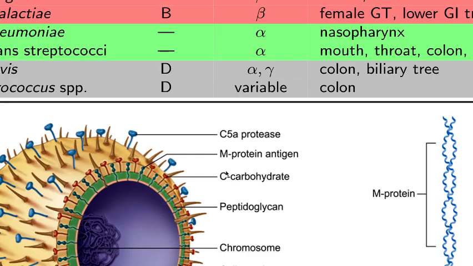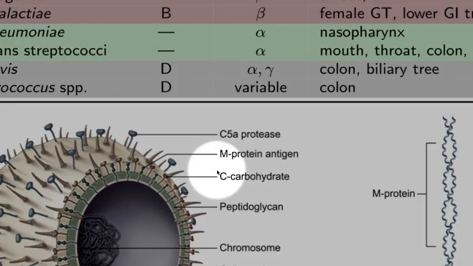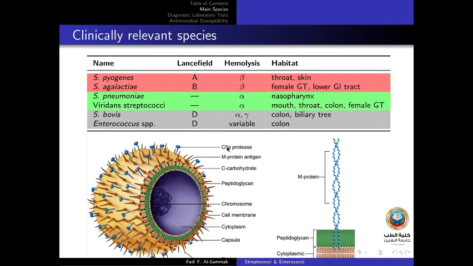Now, the other antigen, which is also important to know, is called the C-carbohydrate antigen, which is the one that is used in the Lancefield grouping. And there are A to H and K to U antigens, and this is the same one here in the Lancefield. So the clinically relevant ones we have are A, B, and D.